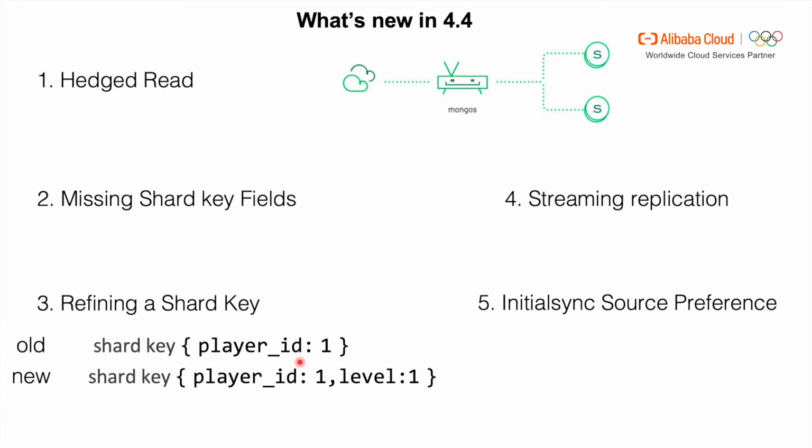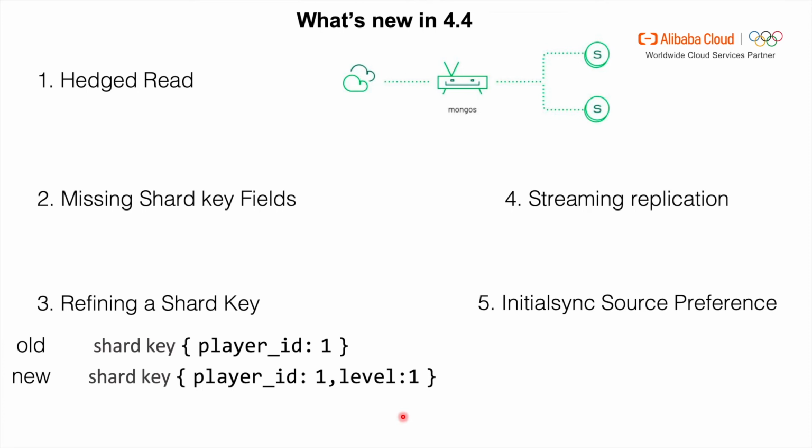So it's better to refine your shard key by suffixing one more field. As you can see here, the new shard key will be player ID, and level 1 is again a new field, so you can eliminate those issues. Then streaming replication has been introduced in 4.4, which helps you migrate your oplogs continuously to the secondaries, which will again help reduce latencies and stale reads.